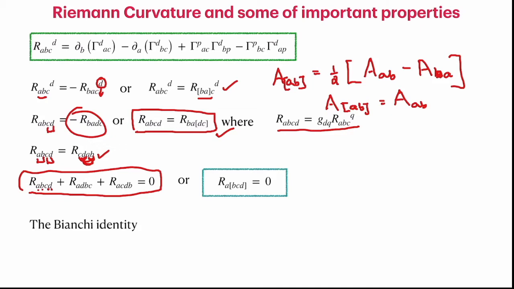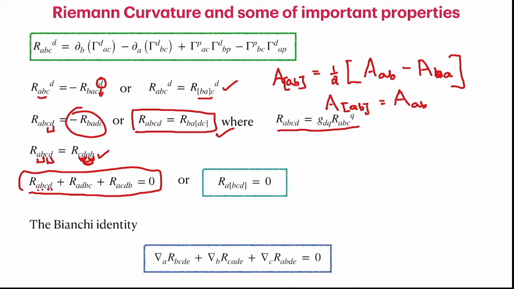Now comes the important Bianchi identity. It is given by the derivative of the Riemann tensor, with lower indices, with A, B, C cyclically permuted, that is A going to B, B going to C, and C going to A, and then you add them up, and that is going to be 0.